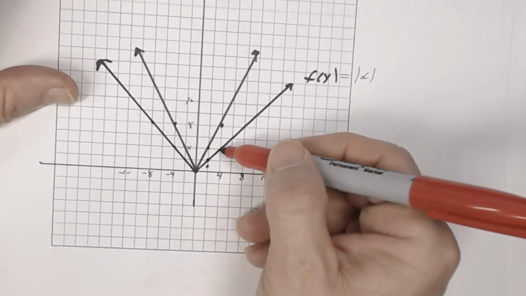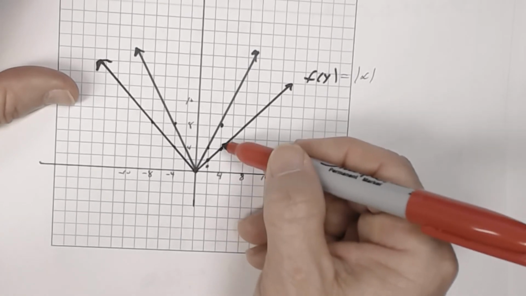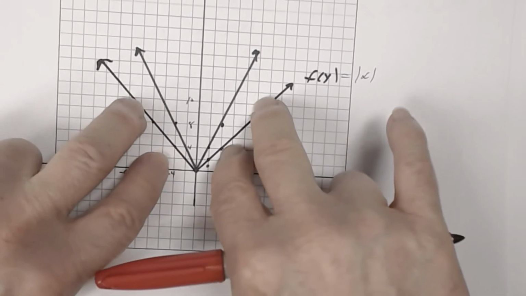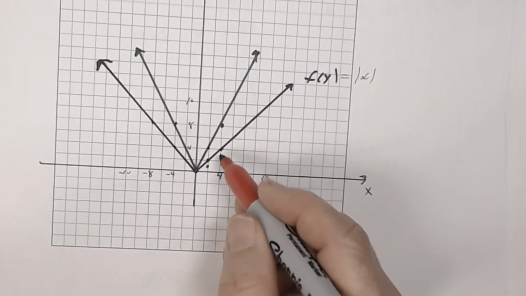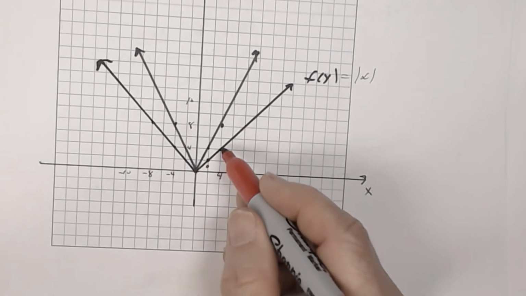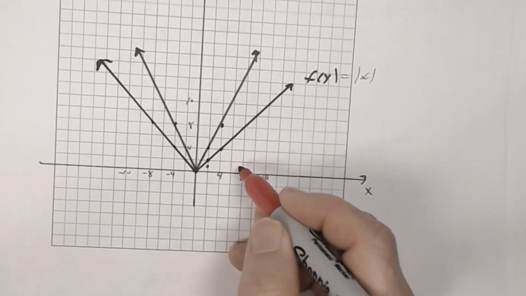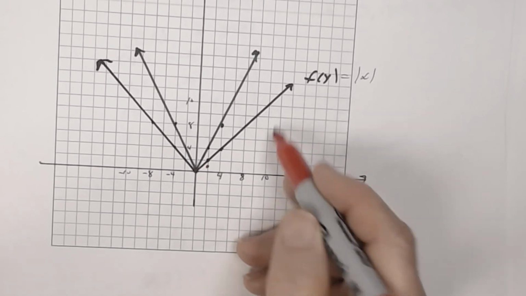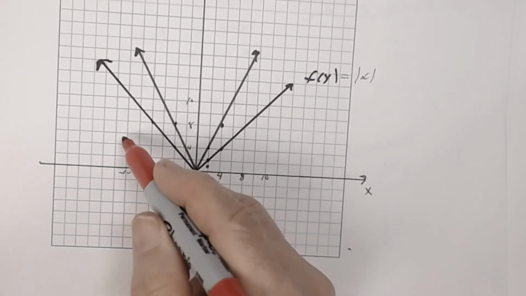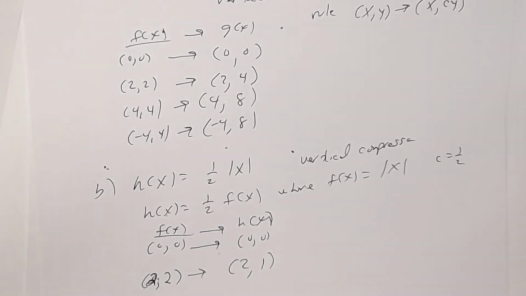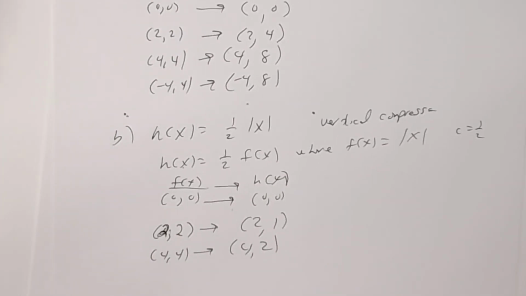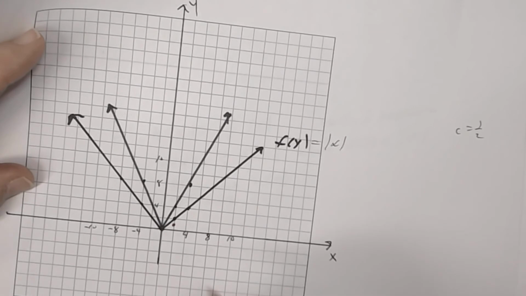Remember, basically what's happening is, since this is a vertical compression, I'm moving it towards the x-axis. So I'm taking every point, I'm moving it towards the x-axis. So I'm compressing this. So the x value stays the same, but the y value gets smaller, right? I'm moving it towards the x-axis. That's what's happening. All right, so 4, 4 becomes the point 4, 2. So 4, 4 becomes the point 4, 2. So 4, 2 is here.